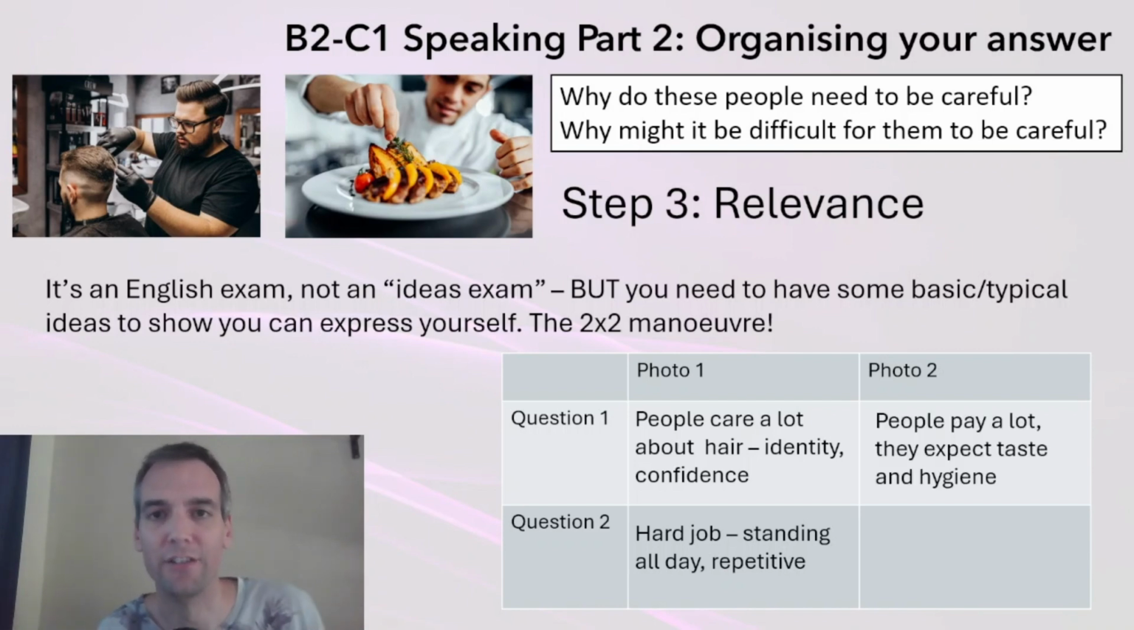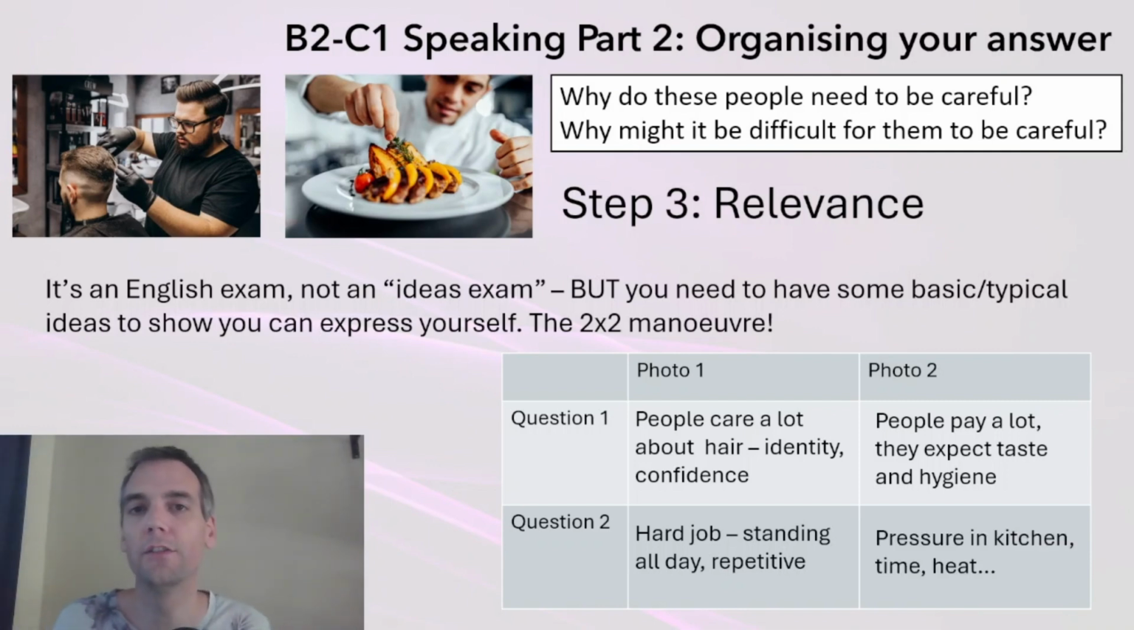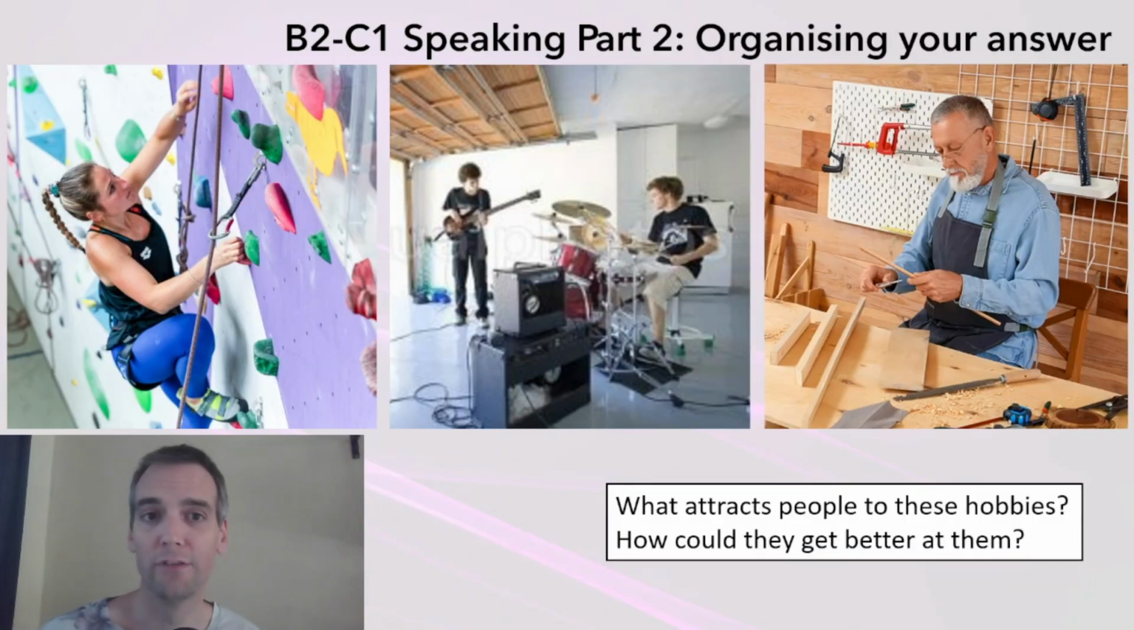Similarly, now we can use our little linking word for the second photo. Well, as we said, a chef needs to be careful because people pay a lot. They expect tasty and hygienic food. And it could be difficult because there's a lot of pressure in the kitchen. You're working to a tight deadline. There's heat everywhere with all of the ovens on and the gas fires and all of these things. So clear ideas for your 4 points and then organize it into 1 minute and it should be nice and fluent. Here's another one for you to practice.